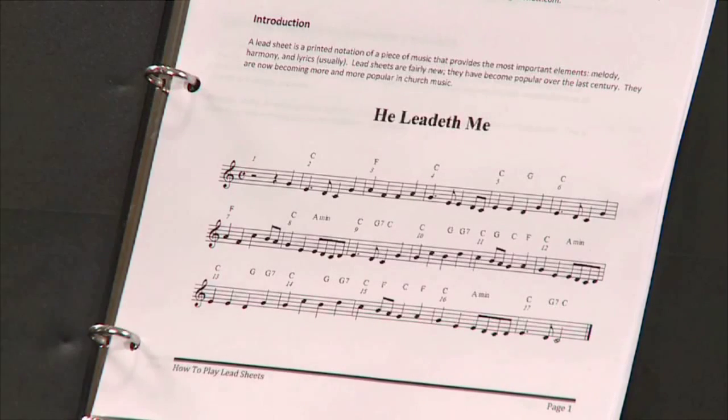Now, this is very common. Some of you that play modern music have seen these for a long, long time. Others, perhaps church musicians, have never seen these. But these kind of representations of music have been around for at least the past century.